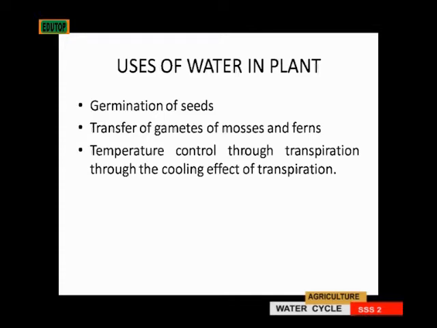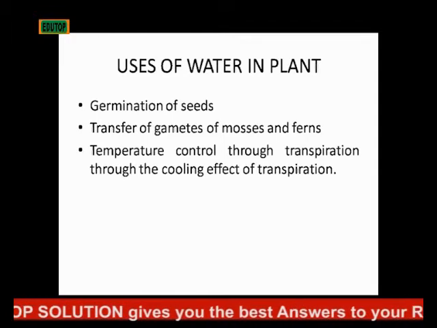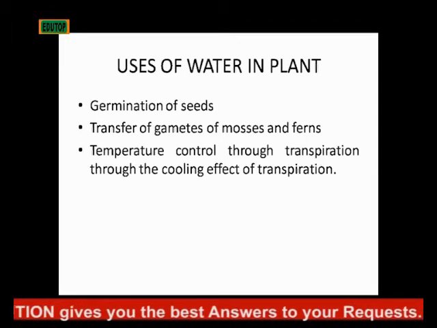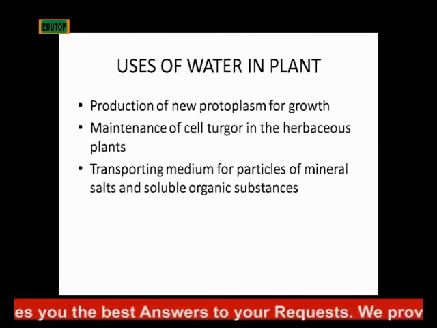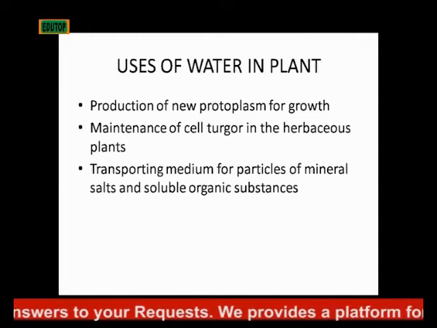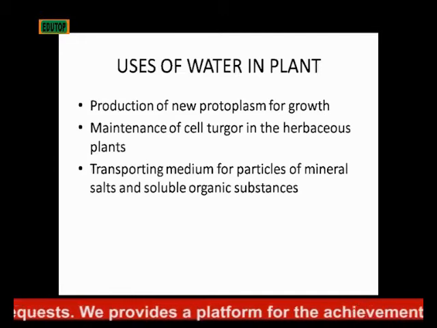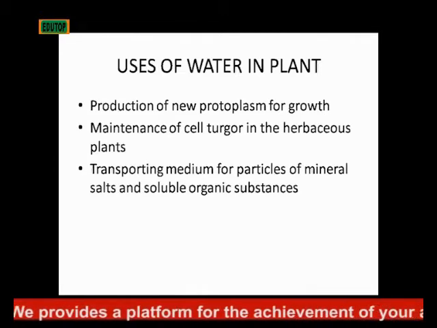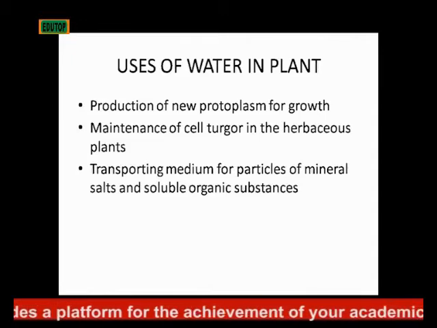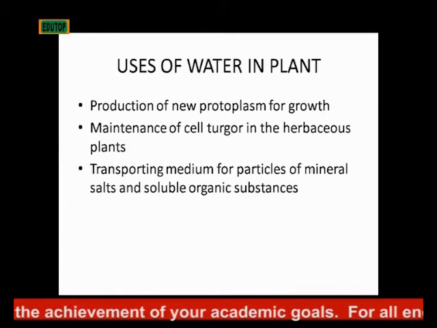Then it's a medium of transfer of gametes in mosses and ferns. Then water controls temperature through transpiration and the cooling effect of transpiration. There is the production of new protoplasm for growth in plants. Then the cell turgor in herbaceous plants is maintained through water. Water is a transporting medium for particles of mineral salts and soluble organic substances.